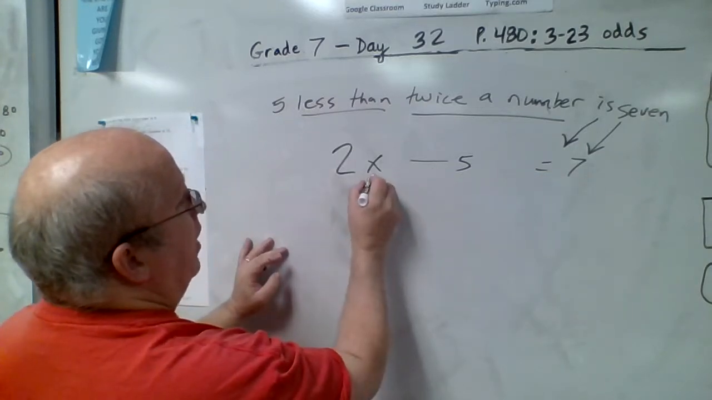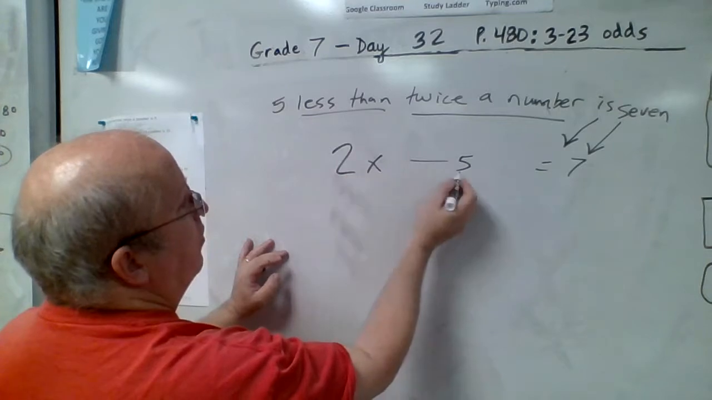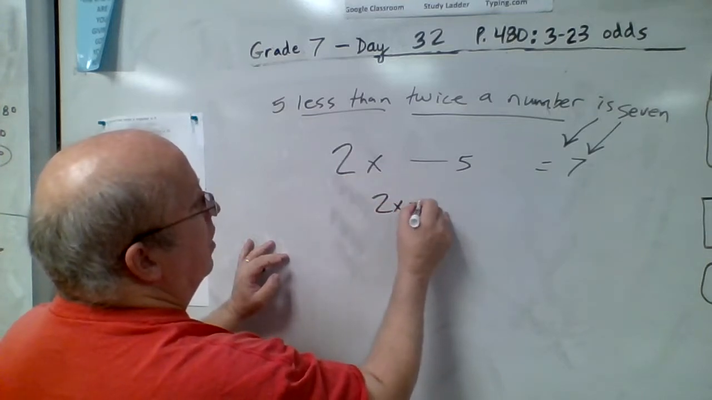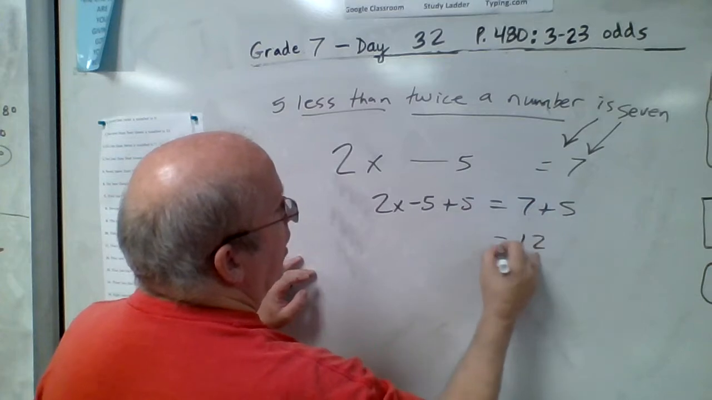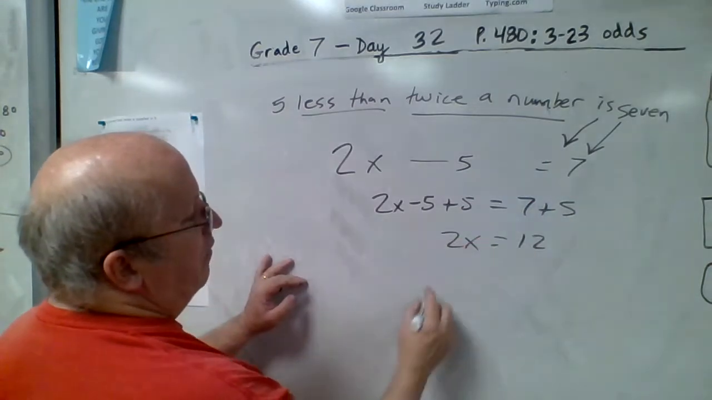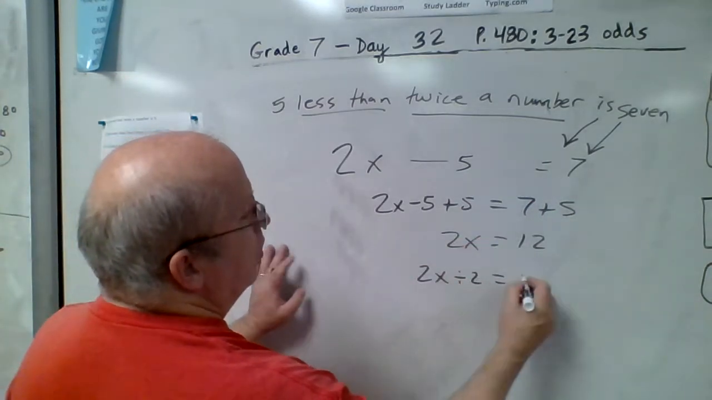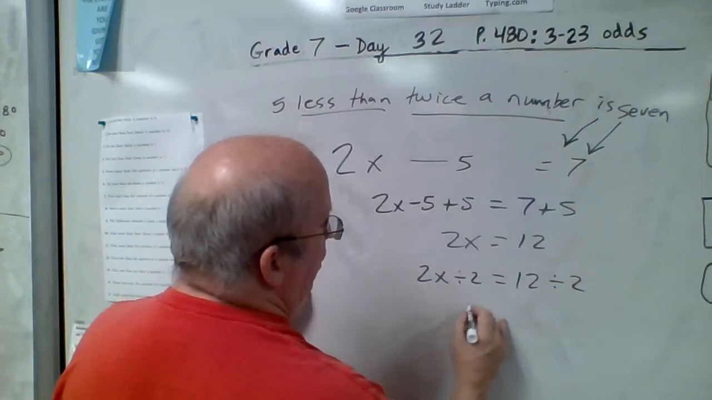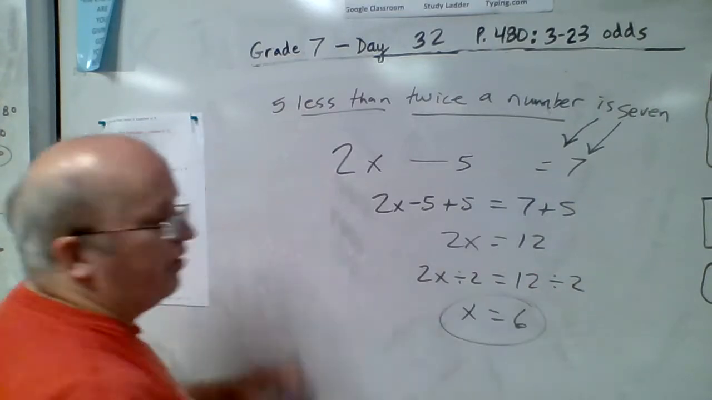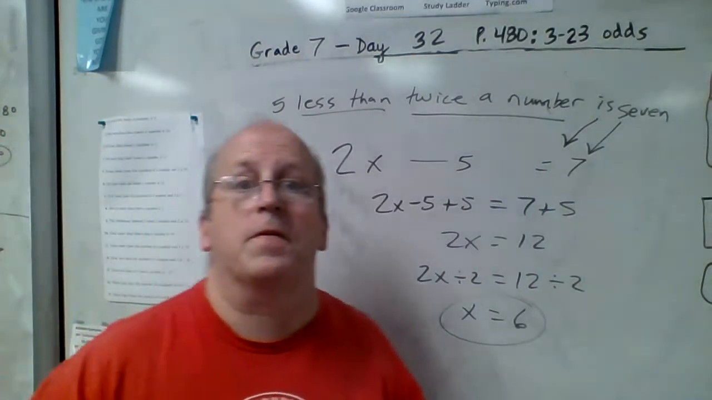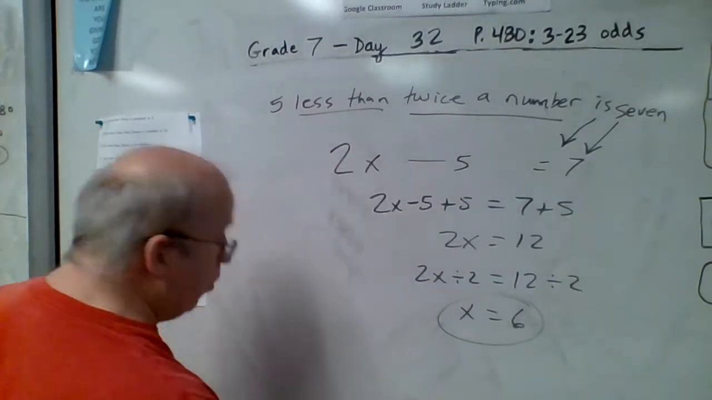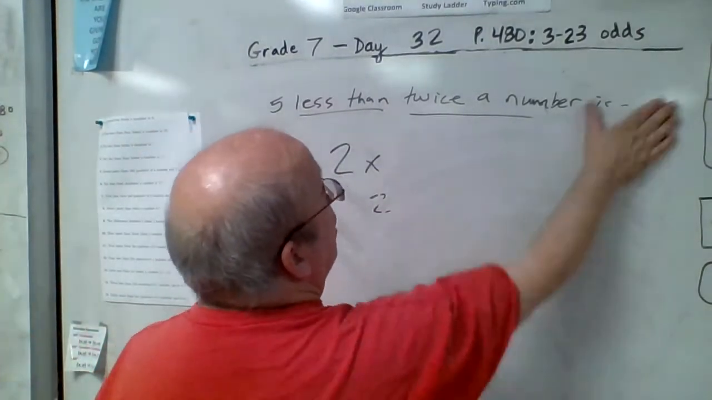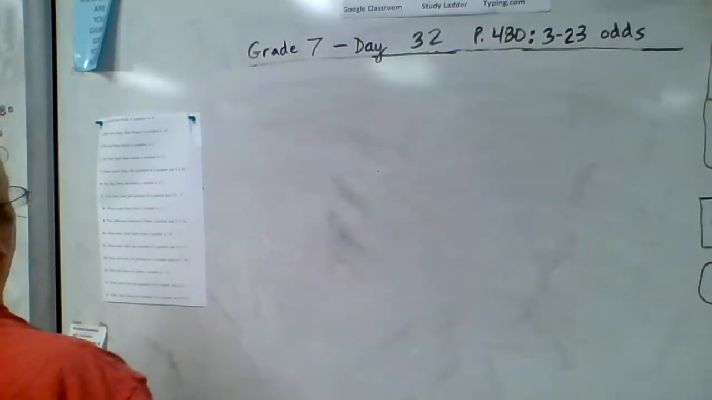Now, let's get x by itself. It's attached to a 2 and a 5. We're going to get rid of the 5 first by adding 5 to both sides. And then we're going to divide both sides by 2 to get the x by itself. And x equals 6 in this particular case. How about one more problem here? Or 2, I don't know.